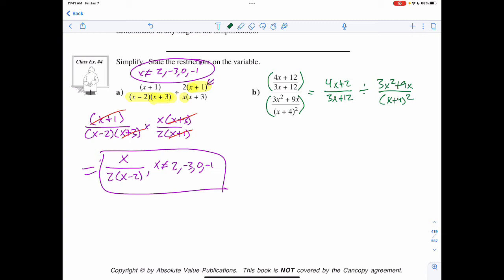The next thing that I'm going to do is factor everything that I can. And I can actually factor all three of these. And this one I'm just going to write out what the two factors are because it is squared. So I'm going to state that I have 2x plus 1 over 3x plus 3 divided by 3x times x plus 3 over x plus 4 times x plus 4.